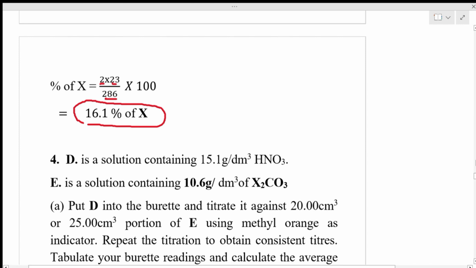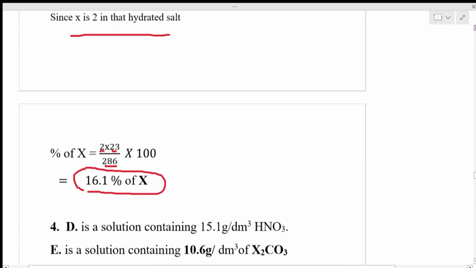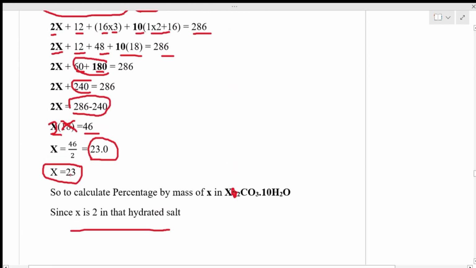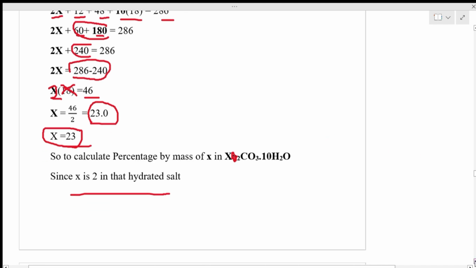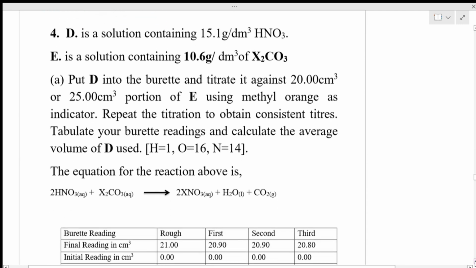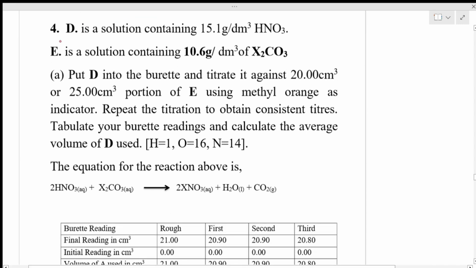Remember, the base given in the paper is Na2CO3. And when you look at the value of x, it tallies, because sodium is 23. So make sure you take note of that. So let's go to experiment 4.